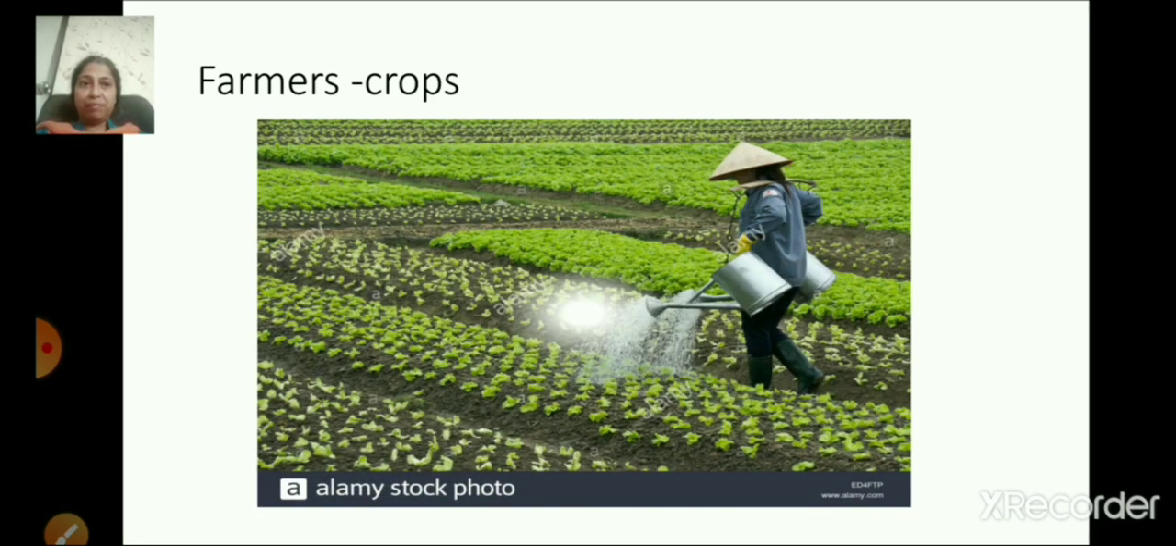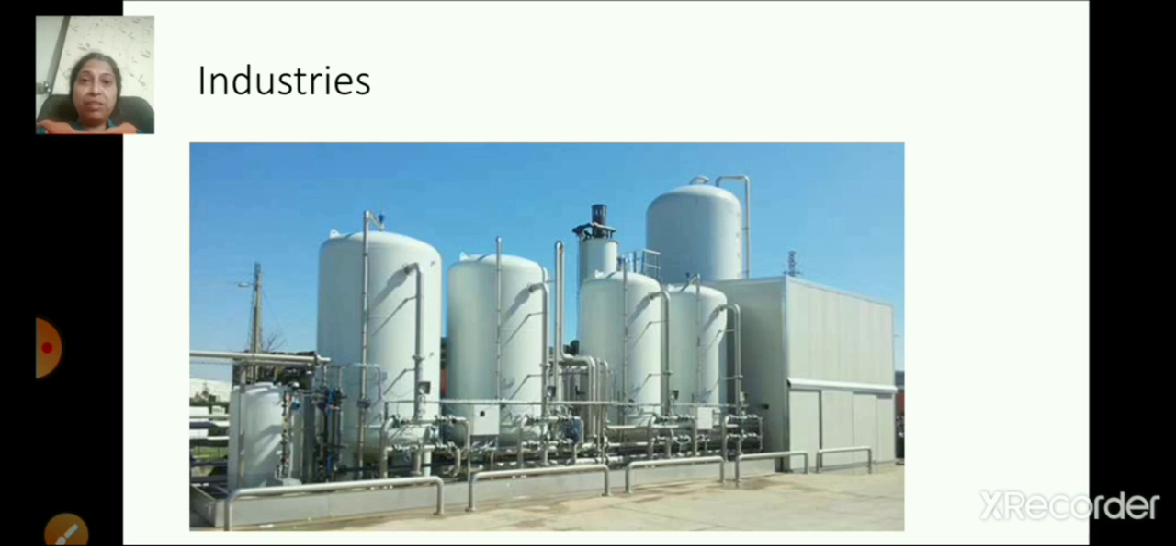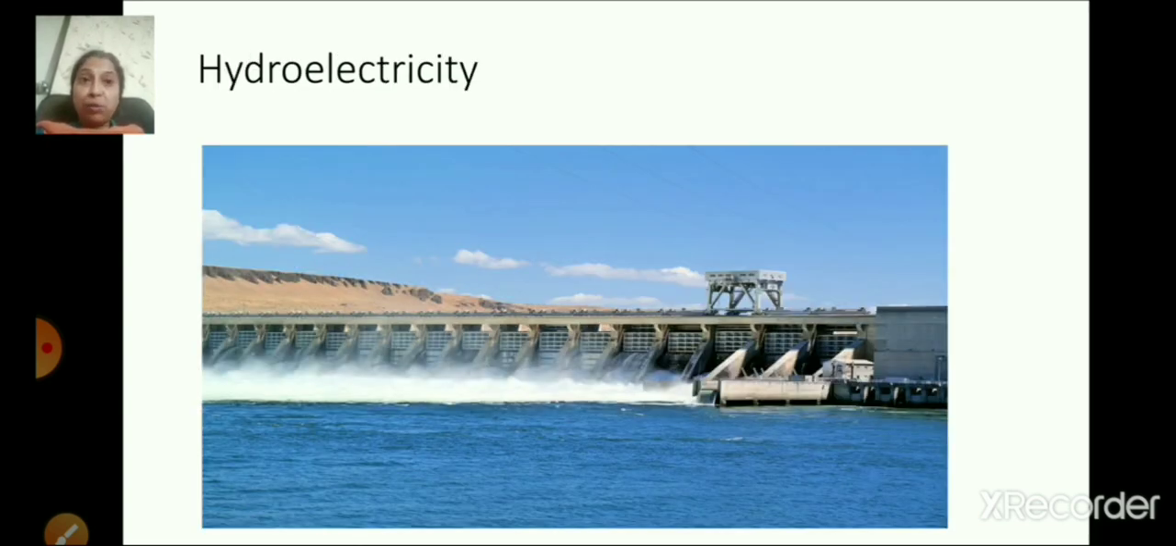Farmers also need water to grow crops. They grow different types of vegetables and fruits and other crops. So they need water to grow. Water is also used in industries. Manufacturing and other industries use water during the production process. When they produce a product, they use water either for creating the product or cooling down the equipment used in creating the product. Is it clear? And water is also used to generate electricity, which is called hydroelectricity. So children, is that clear?